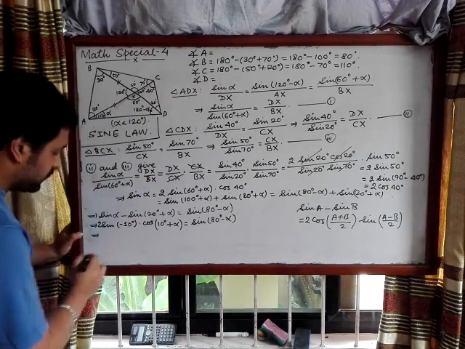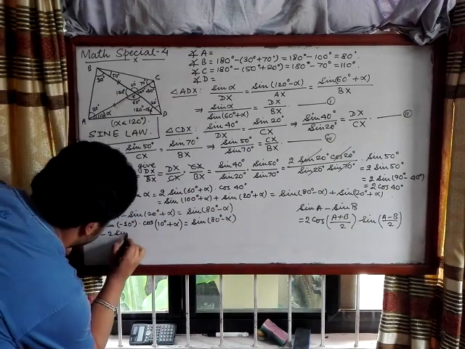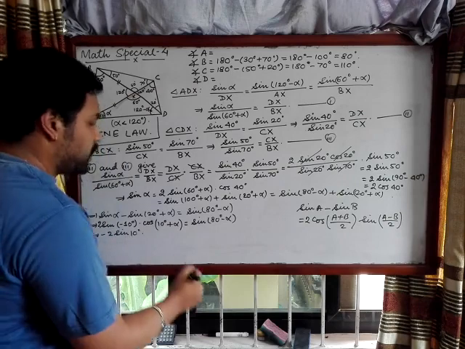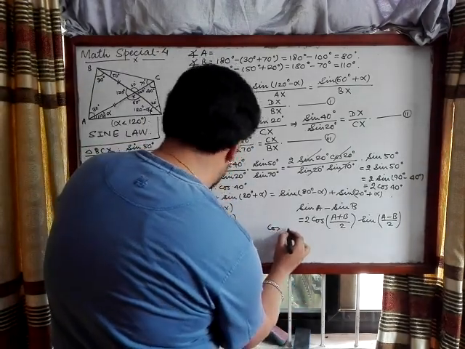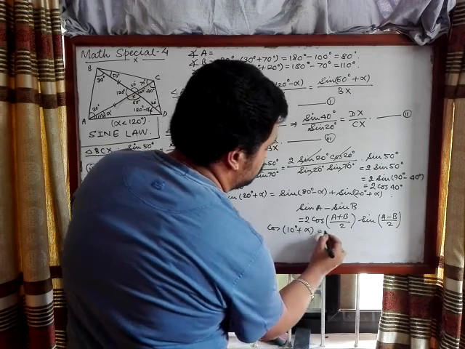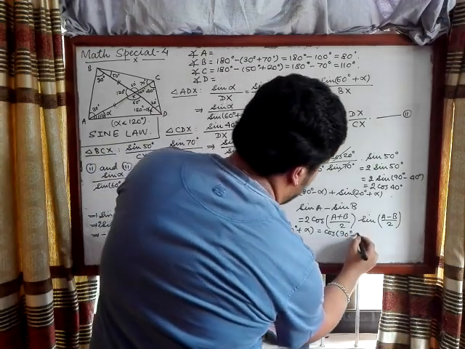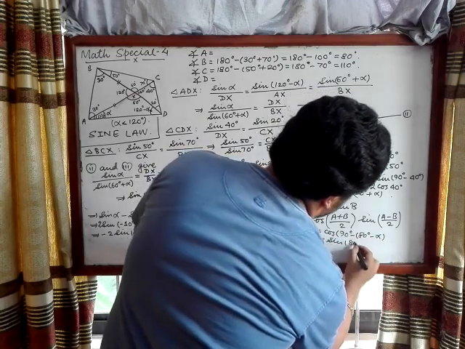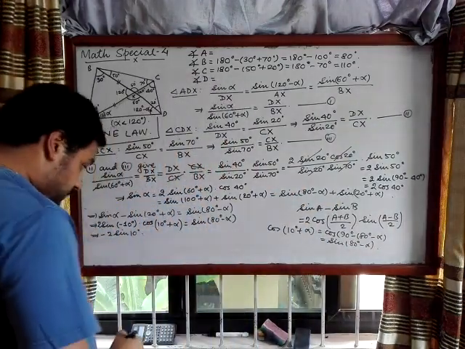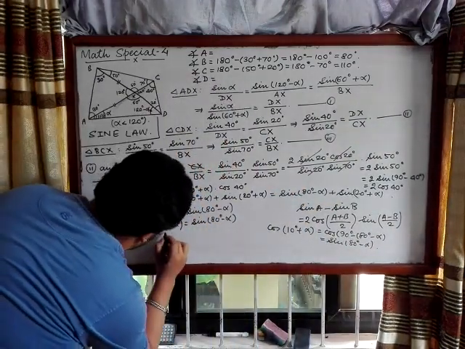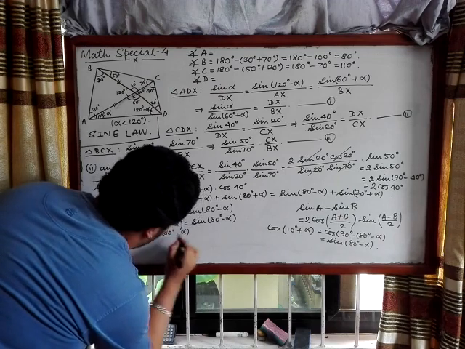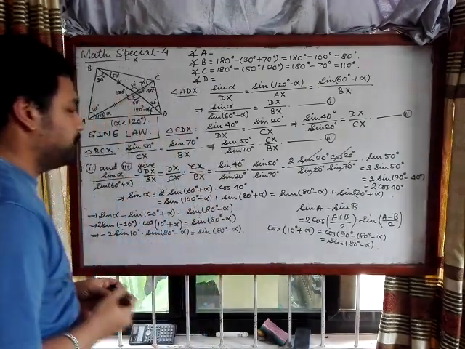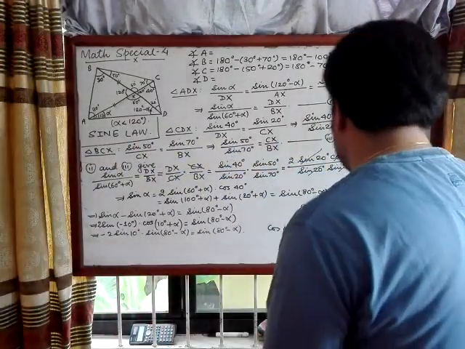Next, this is minus 2 sine 10 degrees because sine minus theta means minus sine theta. So, okay, cos 10 degrees plus alpha can be also written as cos 90 minus 80 degrees minus alpha. So this is sine 80 degrees minus alpha. So this sine 80 degrees minus alpha is equal to sine 80 degrees minus alpha. Okay? All right.